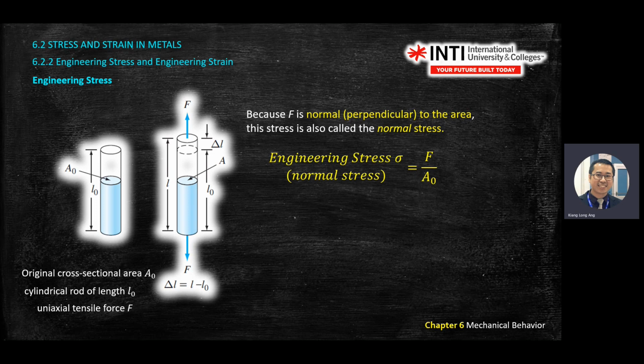Okay. So the first one is called engineering stress. And if the stress is perpendicular to the cross-section area, another name for it is normal stress, because it's perpendicular, or normal direction. So you take force divided by area.